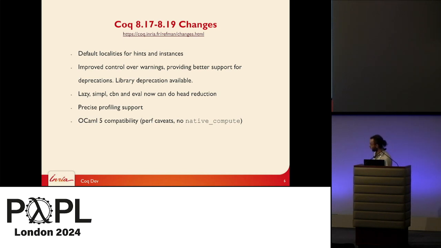There's been the addition of precise profiling support for performance profiling of Coq code. So Emilio is more aware than me of what this actually means in practice. But OCaml 5 compatibility, you can compile Coq with it, you can run it, but there's been some performance issues that are being worked on. And the main problem you can have is that native compilation is no longer available, for now at least.